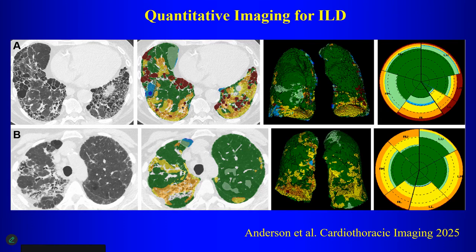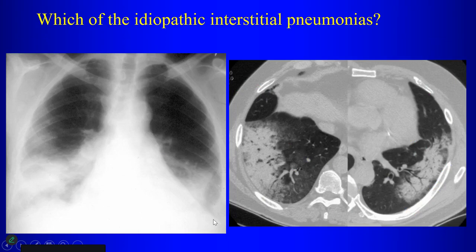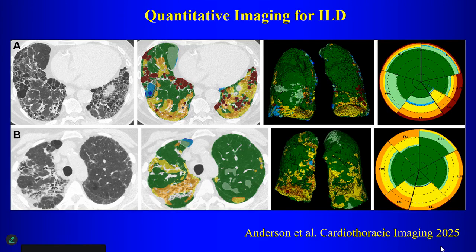And this is out there now. These are now commercially available, this capability, and that's quantitative imaging for interstitial lung disease. Okay? So any questions for what we've covered up to now?